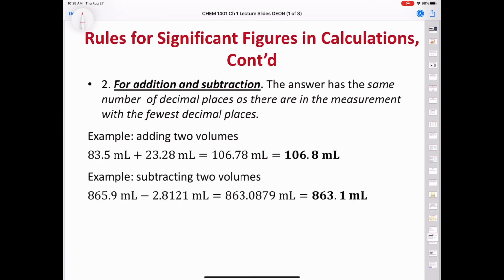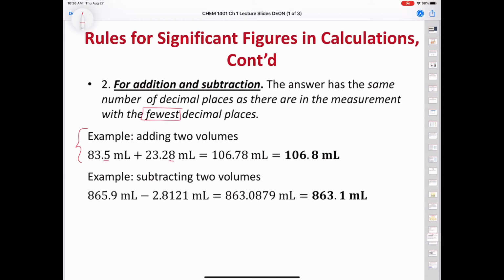For addition and subtraction, the answer has the same number of decimal places as there are in the measurement with the fewest decimal places. Let's take a look at an example. If I want to add up these two volumes here, 83.5 and 23.28 milliliters. Again, pretty easy to punch those numbers into your calculator, and you end up with 106.78. But take a look at the decimal places. If you look at 83.5, the 0.5 is in the tenths place, whereas in 23.28, the rightmost digit is in the 100th place. Well, take a look at the rule again. It says the answer has to have the same number of decimal places as there are in the measurement with the fewest decimal places.